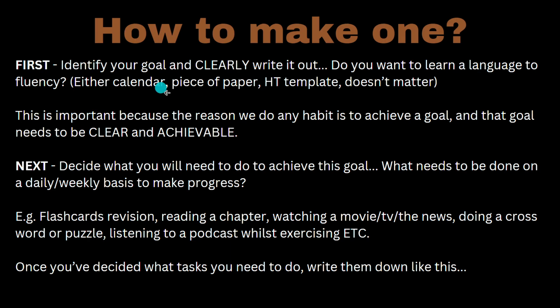So first things first, you need to identify your goal and clearly write it out. So I presume your goal is to learn a language to some degree. It doesn't really matter what goal it is, even if it wasn't language learning related. Of course, we're talking about language learning, but you need to make sure you're writing your goal out clearly. So you would write out what language you want to learn and what your goal basically is. So I would write, for example, because I'm learning Russian at the moment, goal: to learn to speak Russian. And you can write this out on the piece of paper that you're using to actually make your habit tracker.